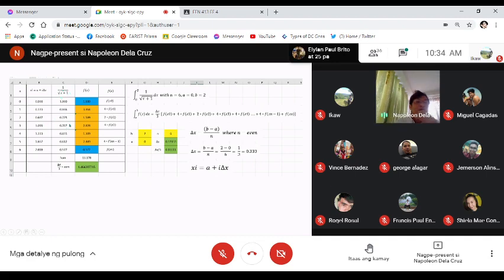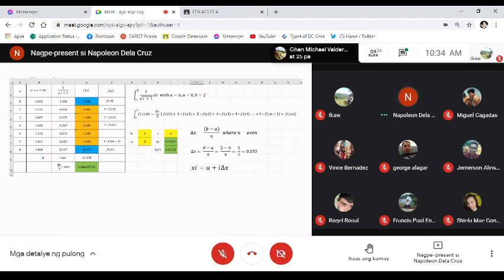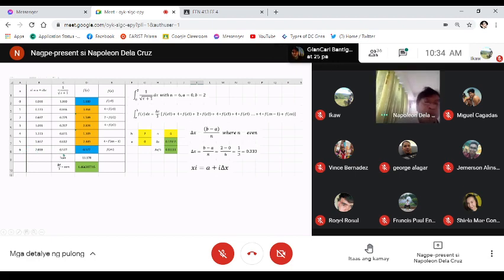that will be now 0.707. Then for the rest, you can just drag the formula until you reach n equal to 6, 5.577. Okay? Then, punta tayo dito ulit.